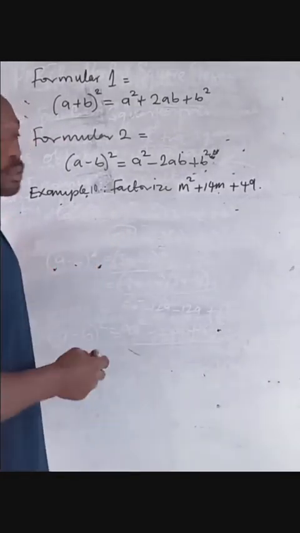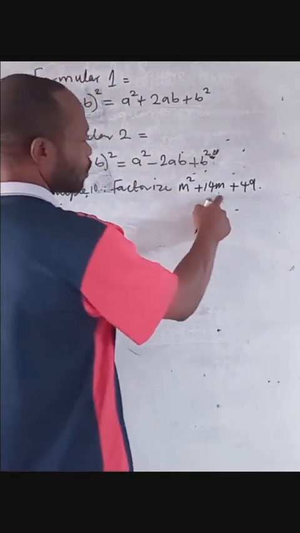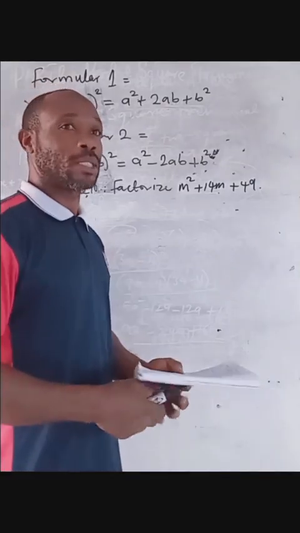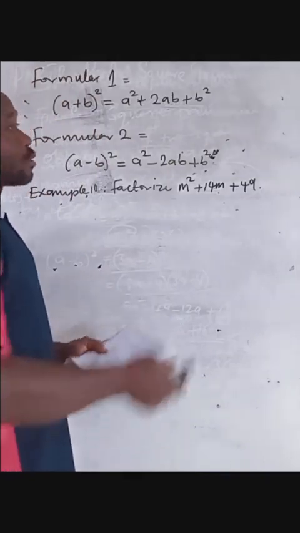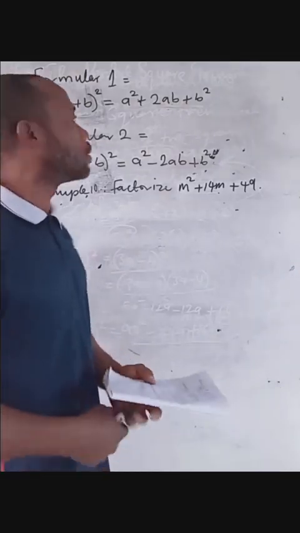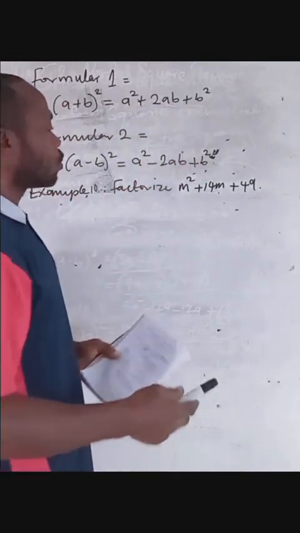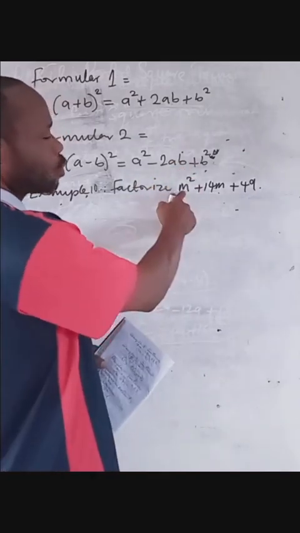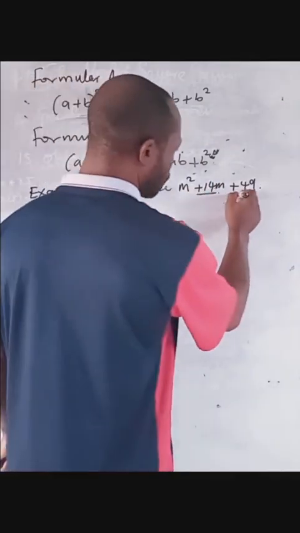Example 10. Now look at this expression. m squared plus 14m plus 49. Okay, let me point out something that I've not pointed out before. Now, there are two formulas here that you can use to factorize a perfect square trinomial. The first one is a squared plus 2ab plus b squared, while the second one is a squared minus 2ab plus b squared. So here we have m squared plus 14m, and we have plus 49.